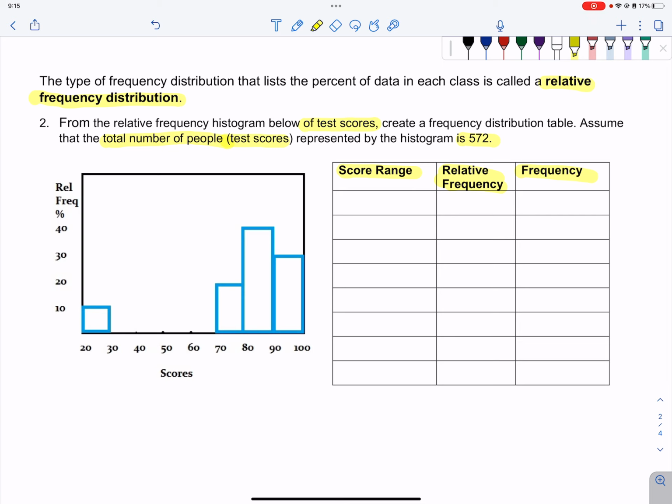So if we take a look at the histogram, we have our scores on the x-axis and the relative frequency along the y-axis. And then we can also see the bars that are on this graph here. So if we take a look, it looks like that first bar is going from 20 to 30. So that would be the score range that they used for that. And the height of that bar appears to be at about 10. So I would say the relative frequency would be 10%.